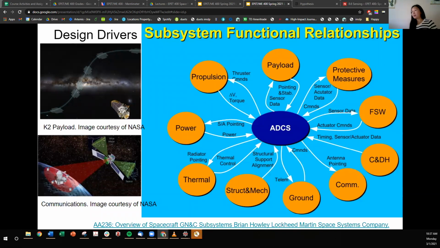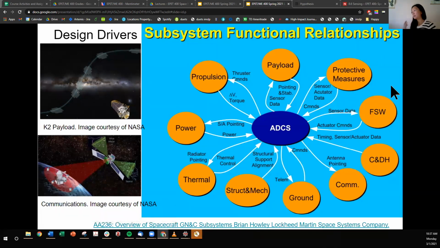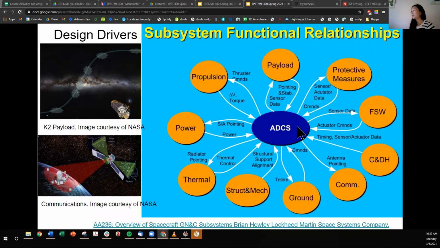Okay, so those were mission-derived requirements. Now let's look into the way that the other subsystem functions interact with the ADCS. So here is a large, high-level relationship diagram between the ADCS and the other subsystems. For the payload, the payload will probably demand some kind of pointing and stability of the ADCS subsystem.